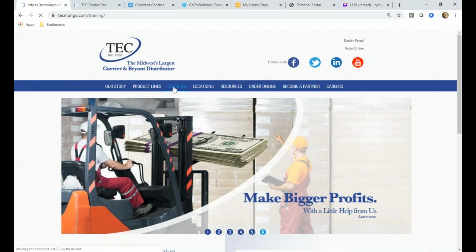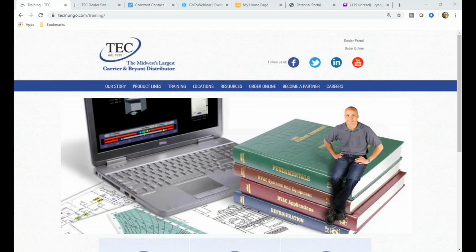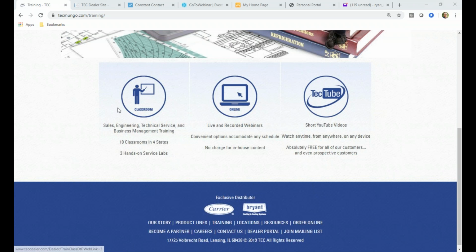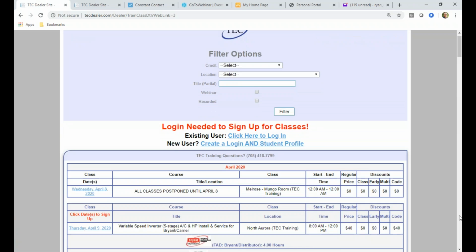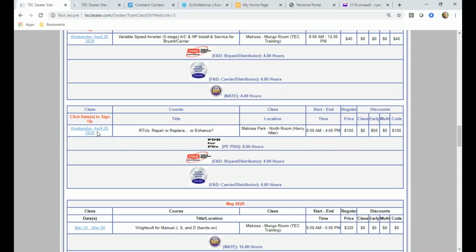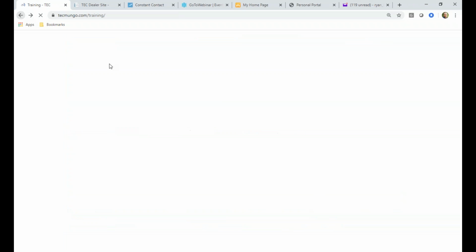If you click on the training tab, I think I got my screen showing. I do. And you scroll down here, there's 3 kinds of training. There's classroom training, which you can check out. It's not super exciting right now because everything's been postponed for a few weeks. But all that classroom training is on there, and you can see all the classes we have coming up, whether it's a rooftop service class or a residential controls class or whatever it is. All that stuff is on there. You can click on any one of those things and register for them.